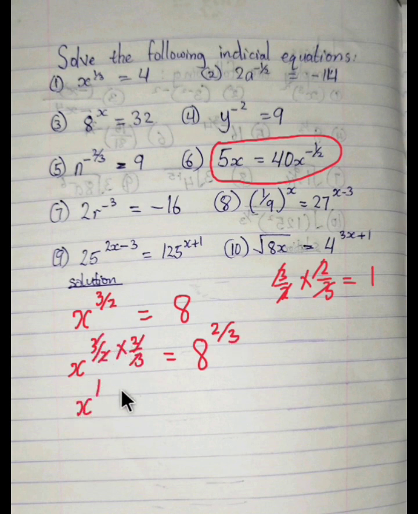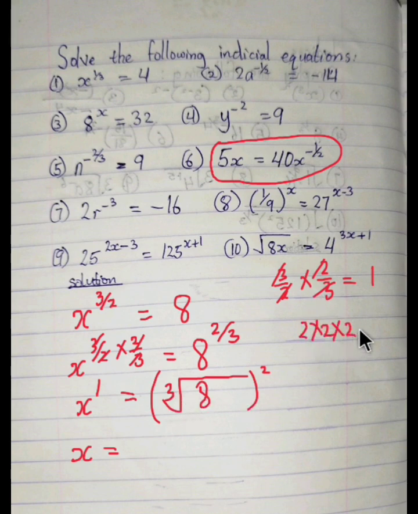x raised to power 1 is equal to, so we are going to transform it. The denominator of this fraction is 3, so we have to put 3 here this time around. The base is 8, everything raised to power 2. So x is equal to, if you multiply 2 three times, you're going to have 8. So the number that we multiply 3 times that will give us 8 is 2. So the cube root of 8 is 2. So 2 raised to power 2. Now the final answer is going to be 2 squared, and that is 2 times 2, 4.